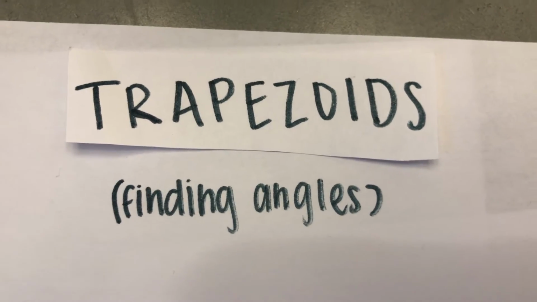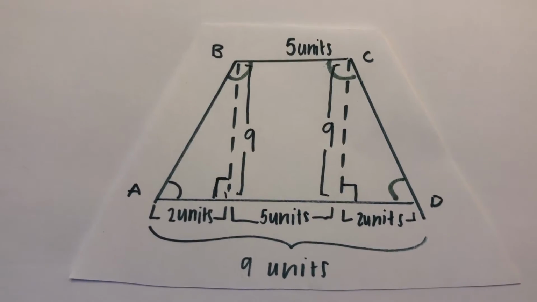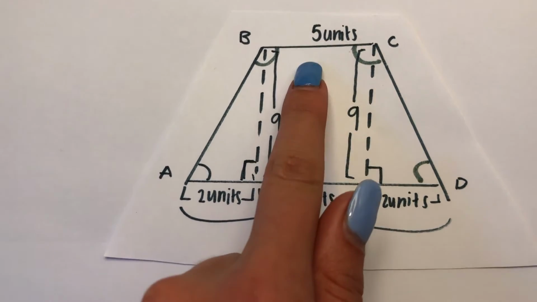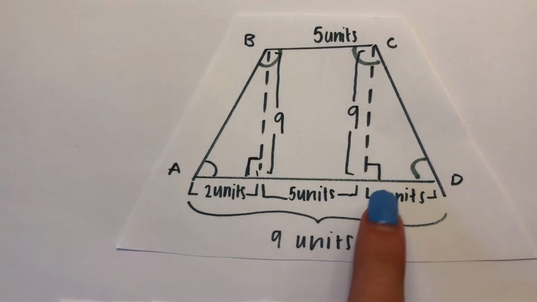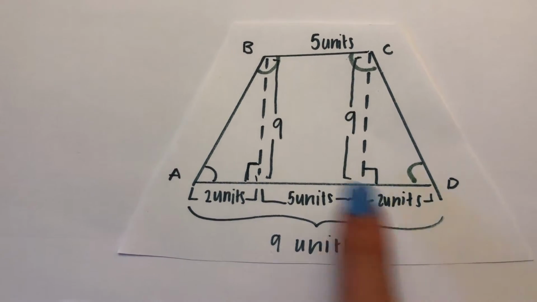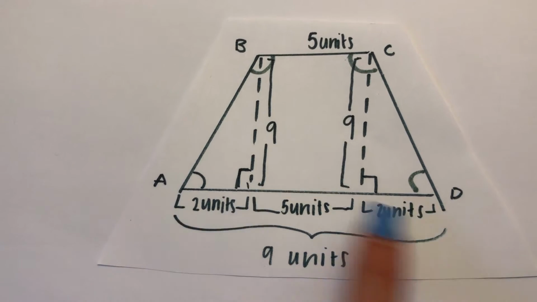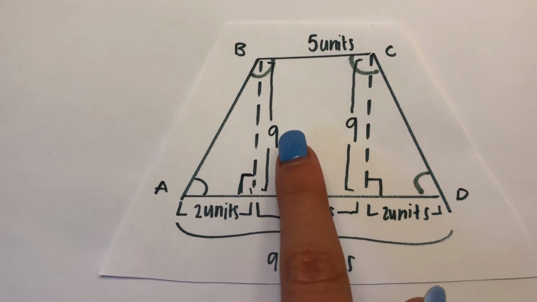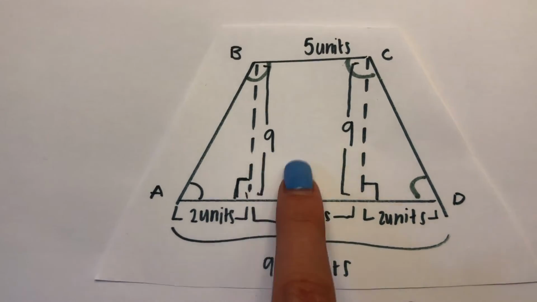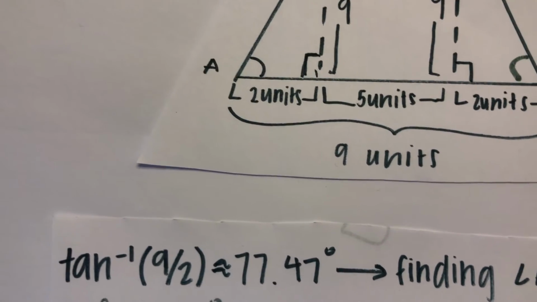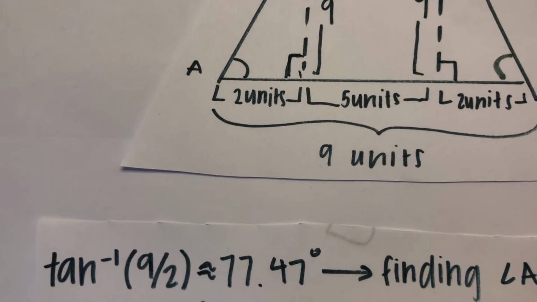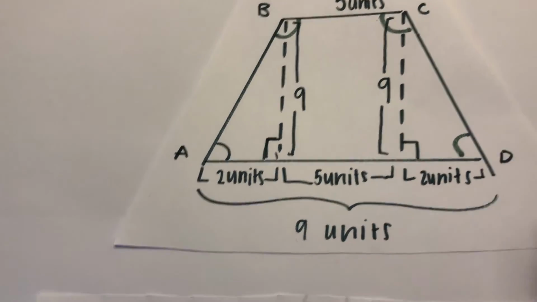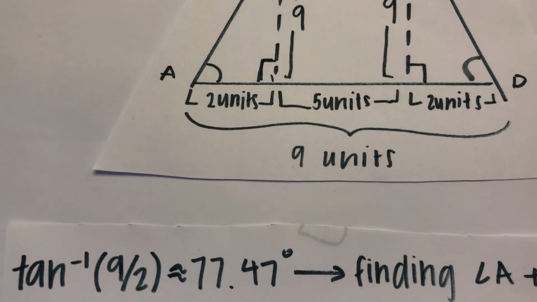Next, we will be finding the angles of trapezoids. Using the example from before, I broke up the units within the trapezoid. 5 units here because the 5 units was on top, and the extra distributed 2 units on the side. This equals 9 units. To find the angle of A and of angle D, we have to do the inverse tangent of opposite over adjacent, which in this case would be 9 over 2. After putting this in the calculator, you get around 77.47. Remember, this is the angle A and D is equal to 77.47.